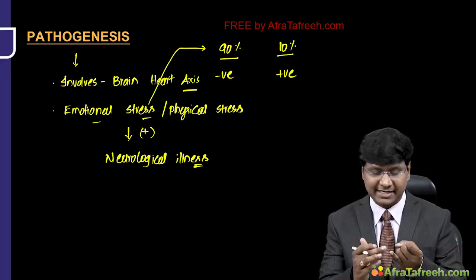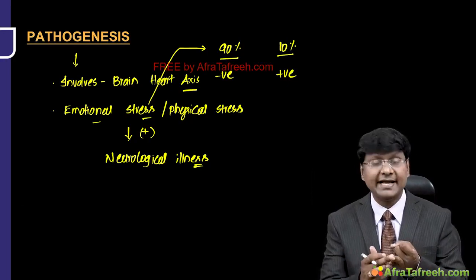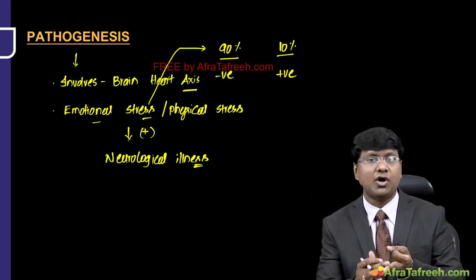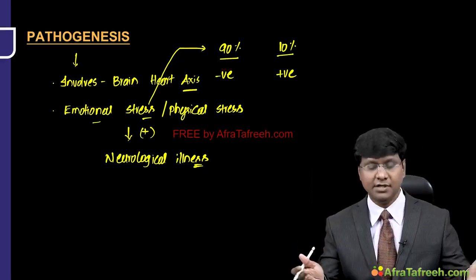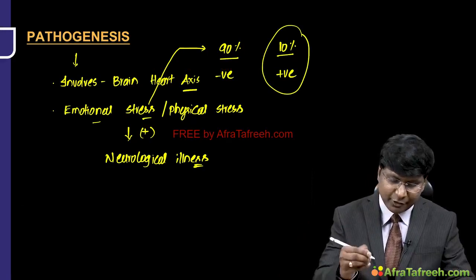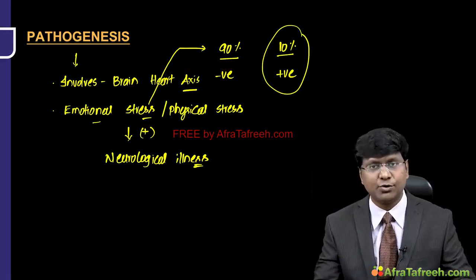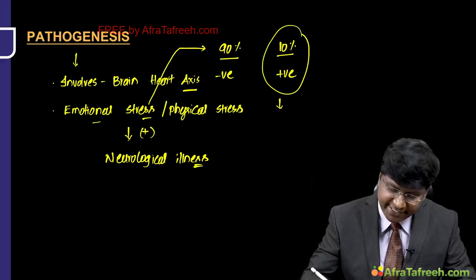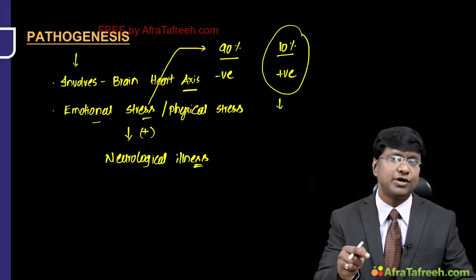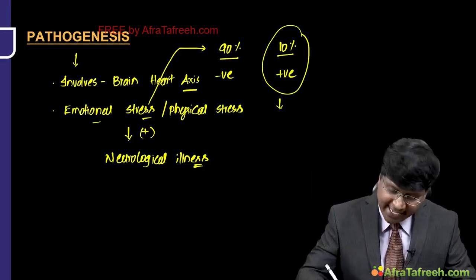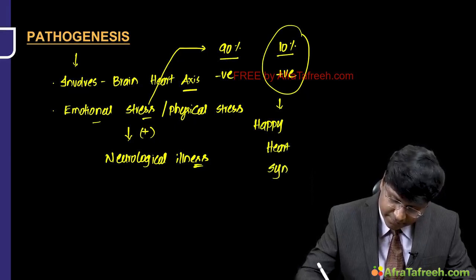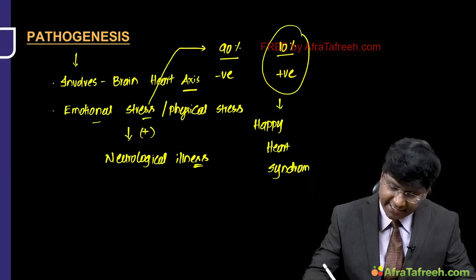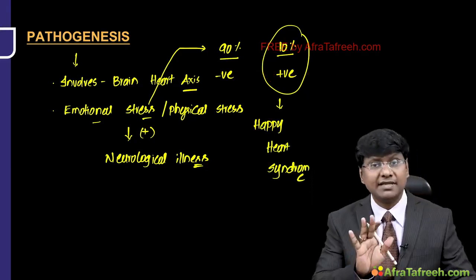What are those joyful events? Like birthday ceremonies, wedding anniversary, winning a jackpot lottery, unexpected joyful meeting with a friend or relative. So in 10% of them, positive events can trigger the development of Takotsubo cardiomyopathy, right? And this 10%, we call it the happy heart syndrome. Right? Happy heart syndrome. Okay, so this is about the basic pathogenesis.